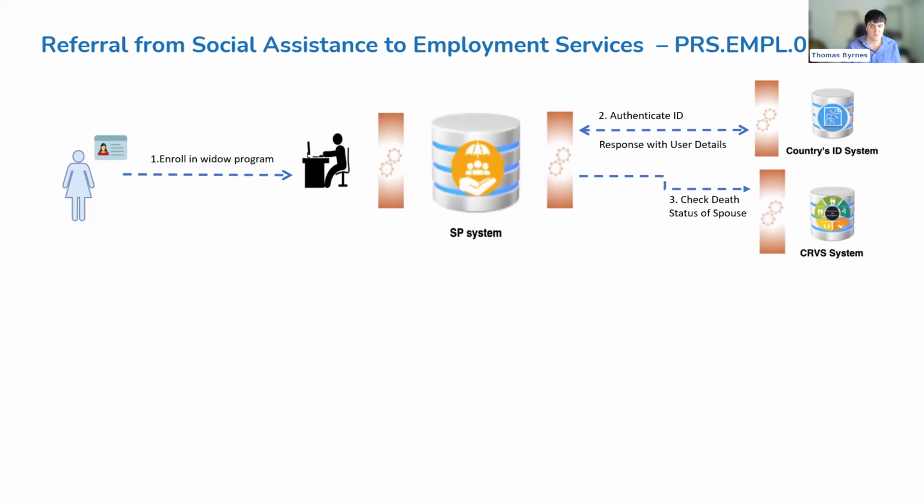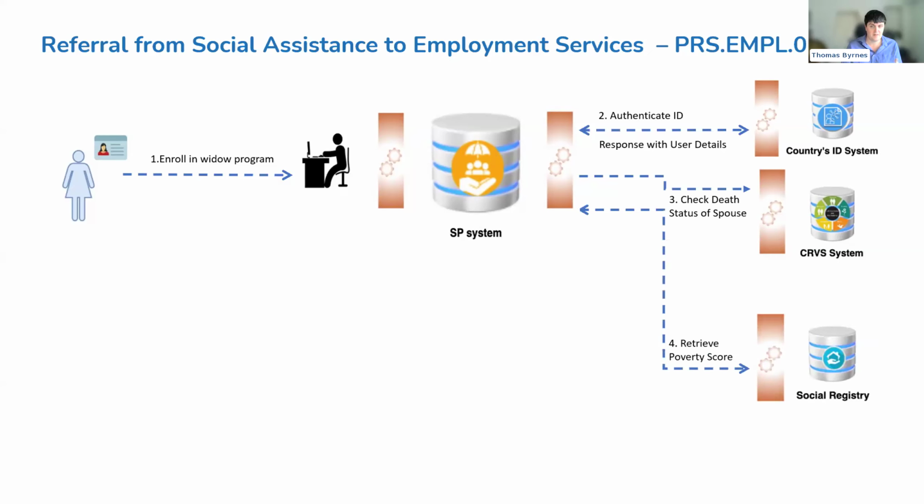Now the system checks widowhood status by querying the civil registry and vital statistics systems. It would do this using the spouse's ID to confirm that the spouse is officially recorded as deceased, and this forms part of the eligibility determination. And then the next step.